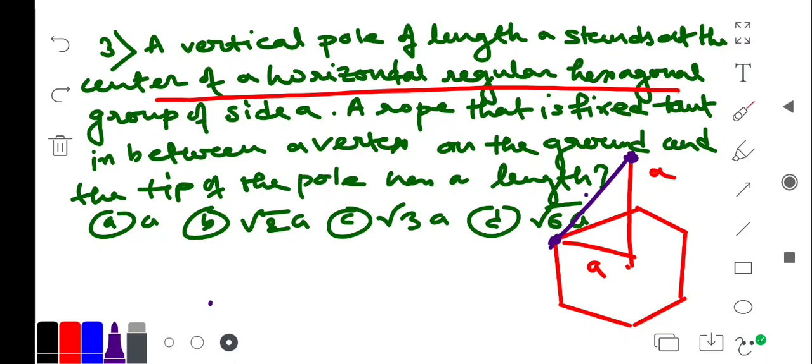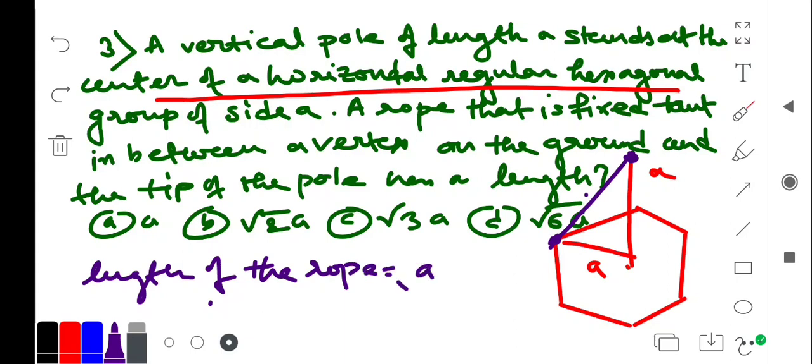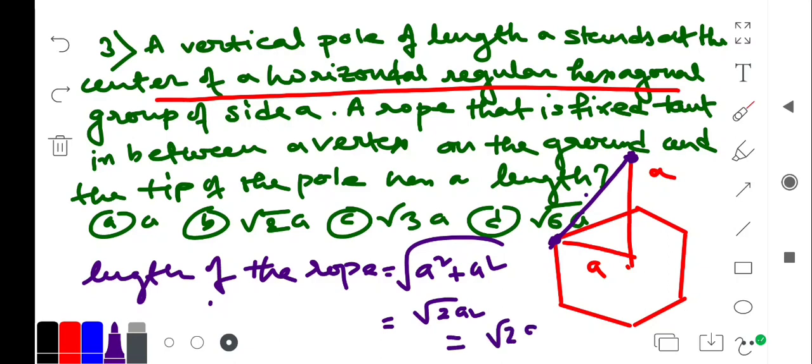The Pythagoras theorem, that is this length of the rope will be root over a square plus a square, that is lambda square plus bhumi square, root over height square plus base square, that is ultimately 2a square, equal to root 2a. The answer will be root 2a. Okay, root 2a.